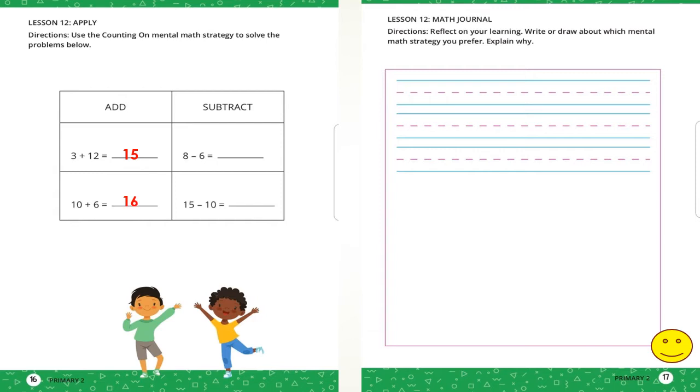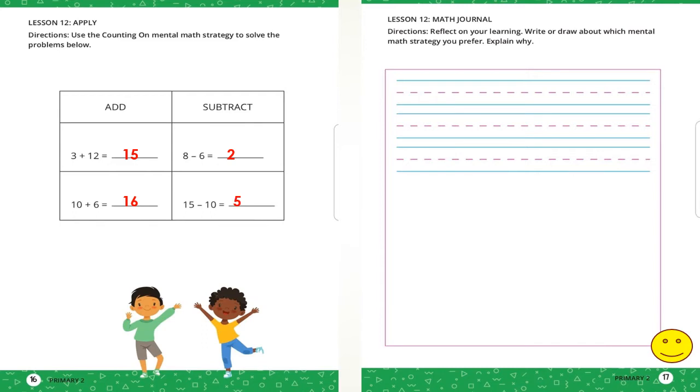The next problem, 8 minus 6. It's a subtraction problem now. So in subtraction, we have to start counting with the smallest number. So 8 minus 6, we will count from small number to big number. We will count from 6 to 8. All of you close your fingers and start counting with me. After 6, 7, 8. How many fingers? 2. So the result is 2.